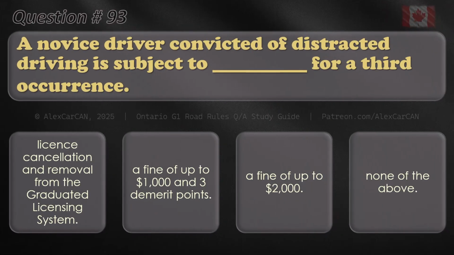Question number 93. A novice driver convicted of distracted driving is subject to, for a third occurrence, license cancellation and removal from the graduated licensing system, a fine of up to $1,000 and 3 demerit points, a fine of up to $2,000, none of the above. The correct answer is license cancellation and removal from the graduated licensing system.